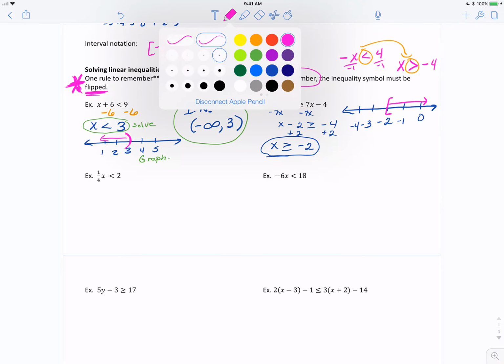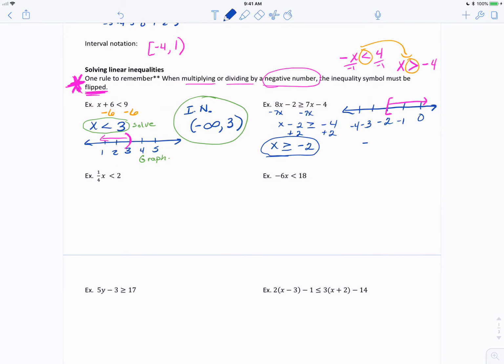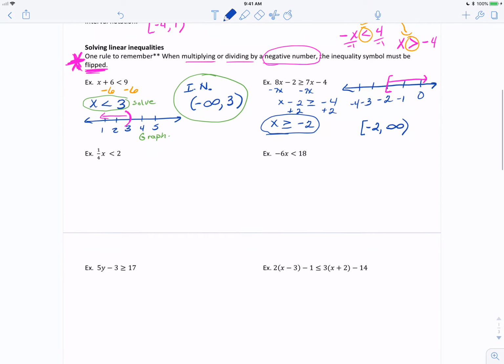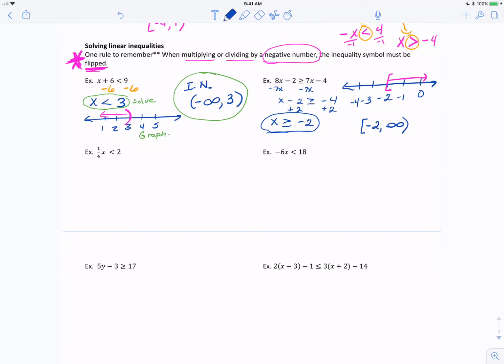So now we're writing it in interval notation. So we've got a bracket, -2, all the way to infinity. And make sure that you write those from least to greatest, reading it like a book, left to right. If you switch those numbers and put infinity to -2, that's wrong. We can't do that.